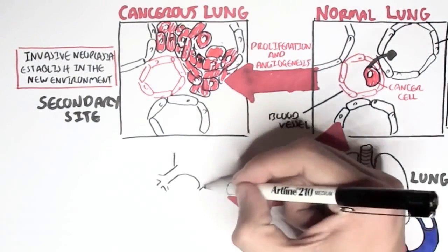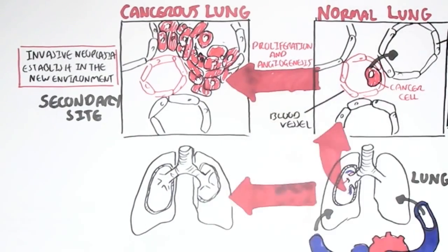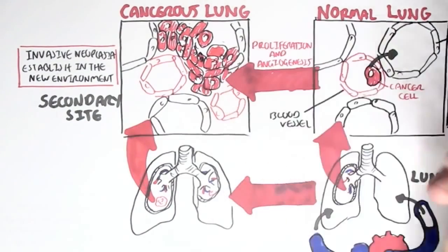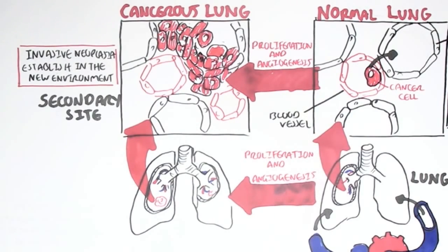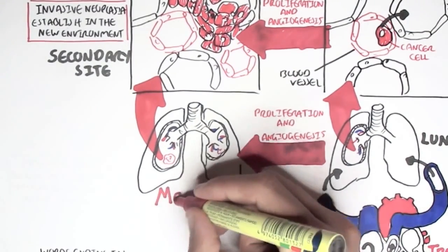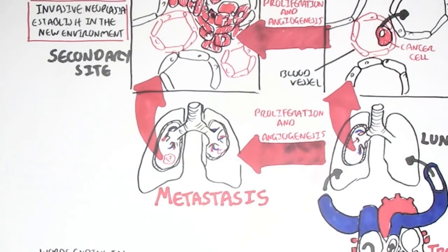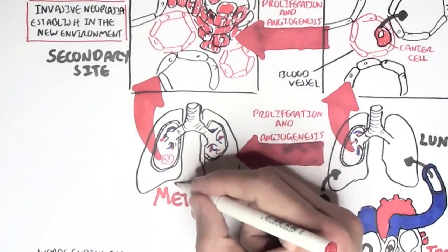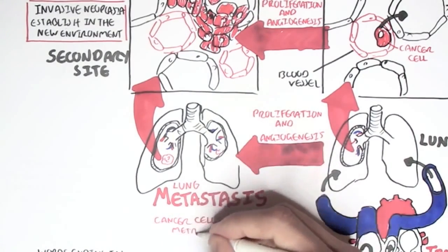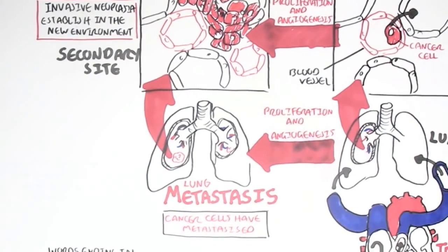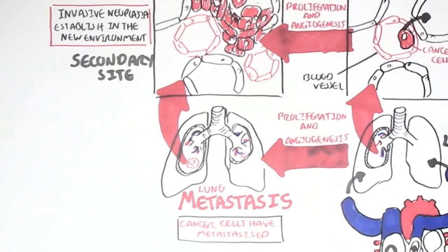So looking at it from an external view, the lung here will develop tumors, and this is what it would look like if we zoomed in. And this is caused by the proliferation of the cells as well as angiogenesis. When the cancer has spread from the breast to the lungs, this process is known as metastasis. And so because the cancer has spread to the lungs, we call this lung metastasis. And so we can say that the cancer cells have metastasized, have spread.